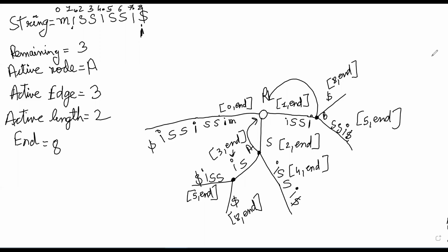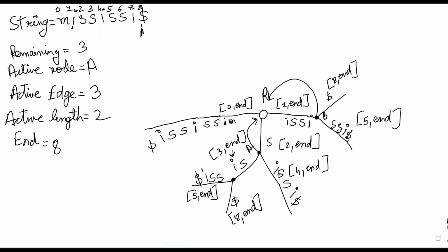Now as we have reached root R, we're gonna traverse it through the pointer. As our active edge is pointing to 3, you will see that the index 3 is S, so we're gonna traverse to S. And as our length is 2, it is gonna be at I. Because the active length is 2, as we can see the first is IS and the second is I. So we're gonna see if there is any dollar right next to I. As you can see, there is S but no dollar.